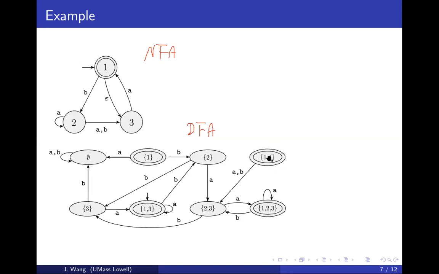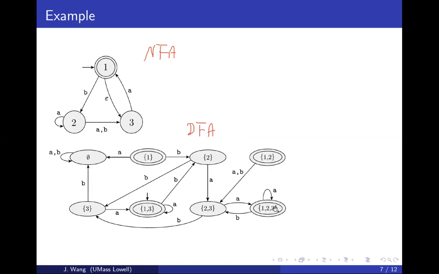So now let's look at 1, 2. 1 on A doesn't go anywhere, but 2 on A goes to 2 and 3, so it goes to 2, 3. And 1 on B goes to 2, and 2 on B goes to 3. The union of 2 and 3 is 2, 3. So finally we get here.